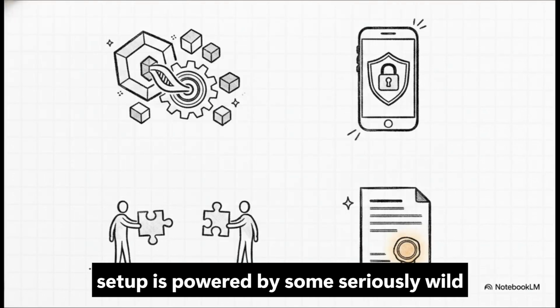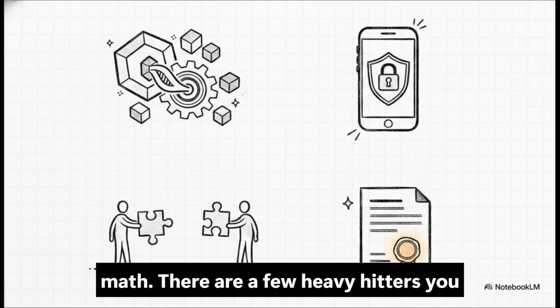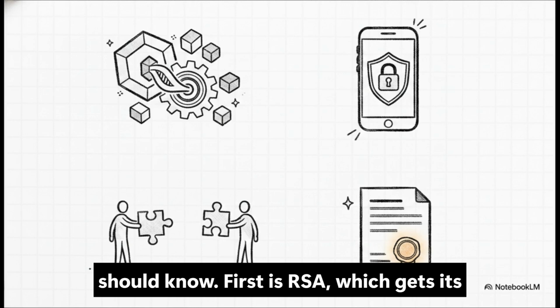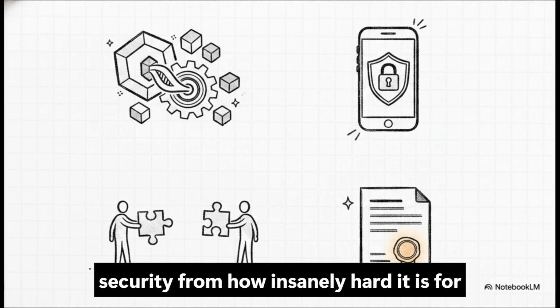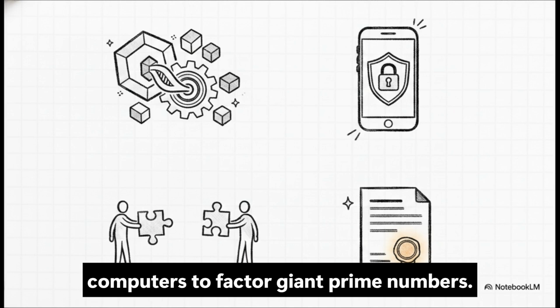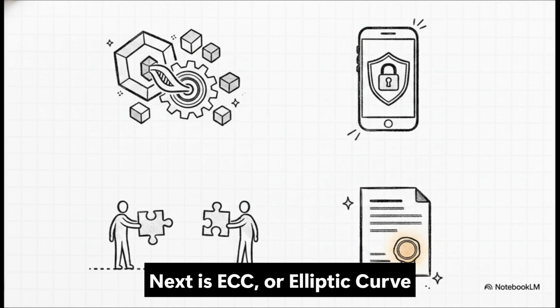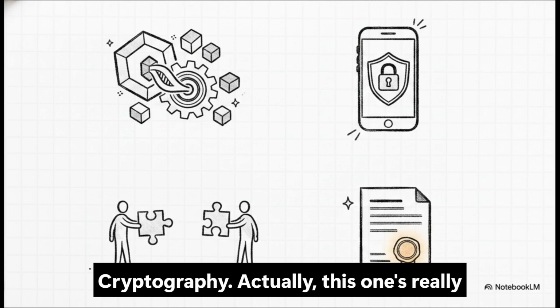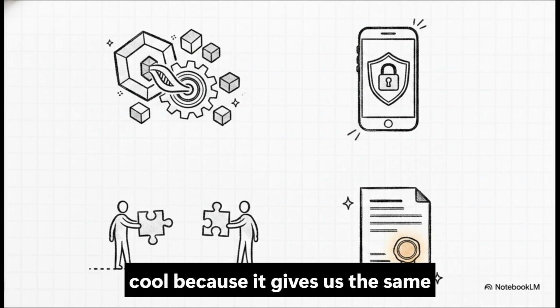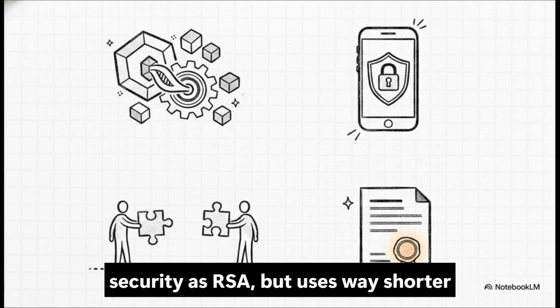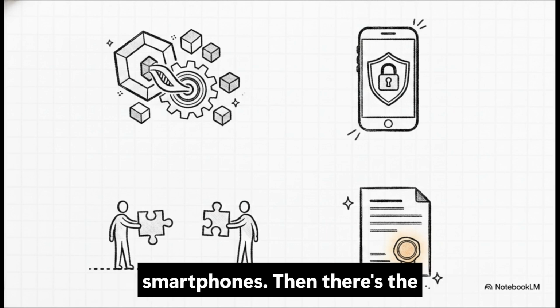This dual key setup is powered by some seriously wild math. There are a few heavy hitters you should know. First is RSA, which gets its security from how insanely hard it is for computers to factor giant prime numbers. Next is ECC, or elliptic curve cryptography. Actually, this one's really cool because it gives us the same security as RSA, but uses way shorter keys, so it's perfect for our smartphones.